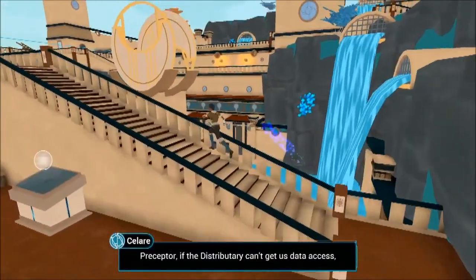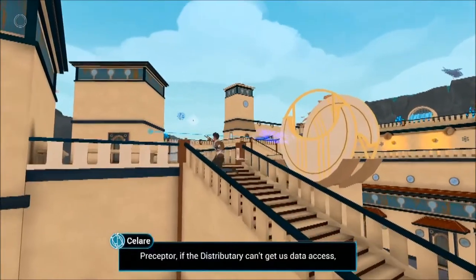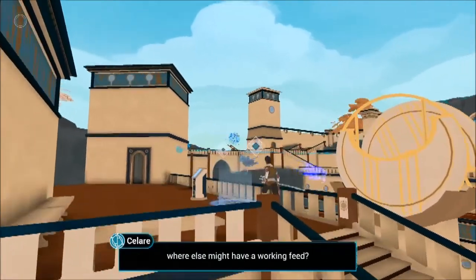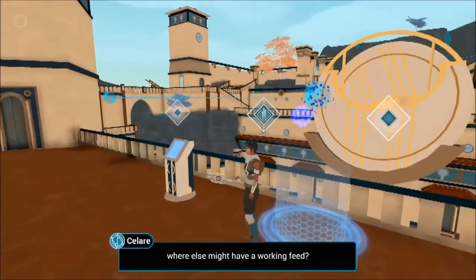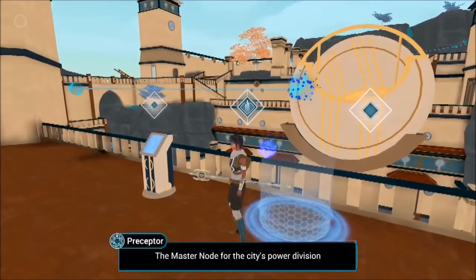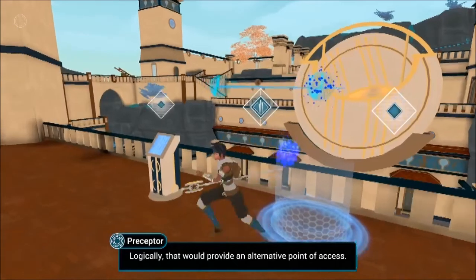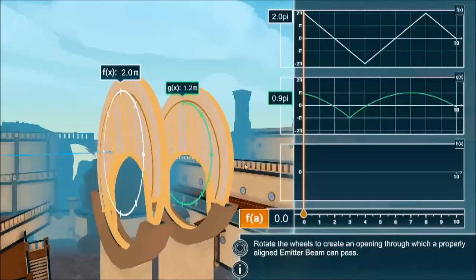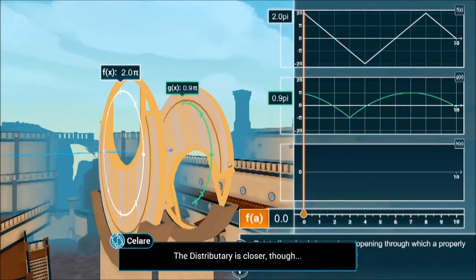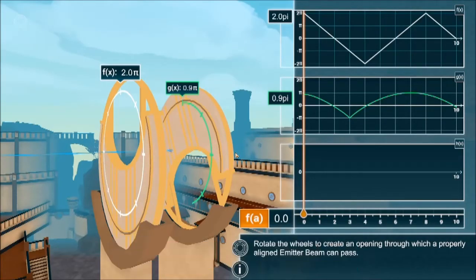Preceptor, if the distributary can't get us data access, where else might we have a working fleet? The master knows that the city's power division is located at the Archivaria. Logically, that would provide an alternative point of access. The distributary is closer, though. We should try there first.